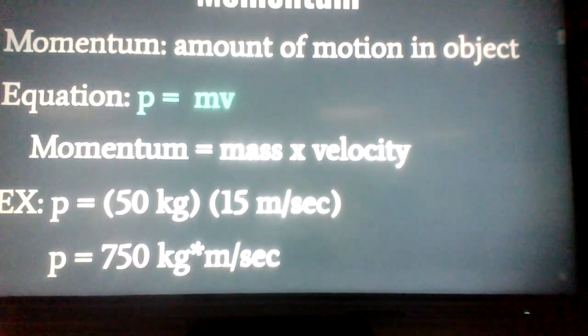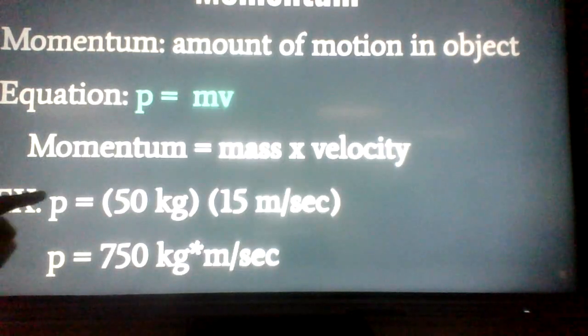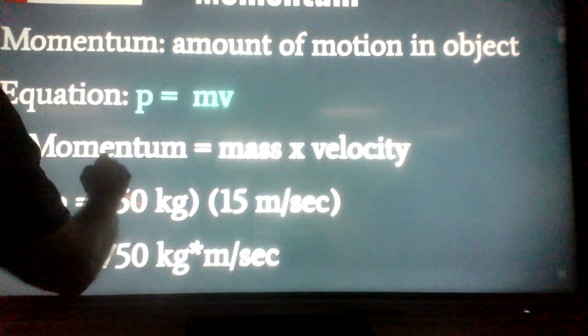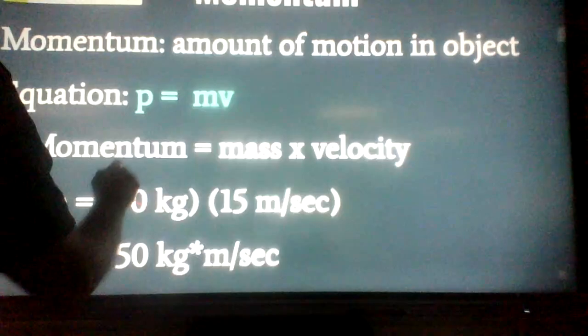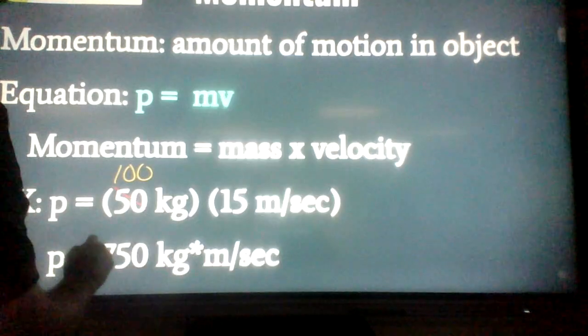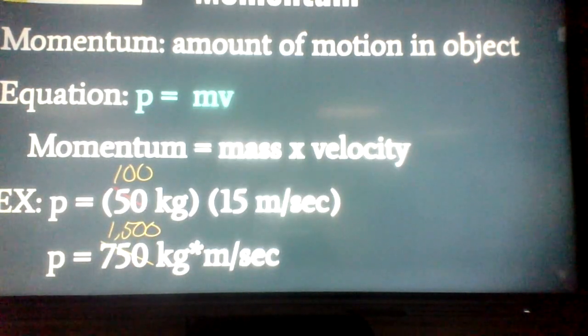A little common sense here. If I have a heavier mass, again, common sense, but the math will verify. Let's say instead of 50, I have 100 kilograms. Well, 100 times 15 is 1,500. So common sense says that if I have a heavier object, that object at the same speed has more momentum. And the math verifies that.